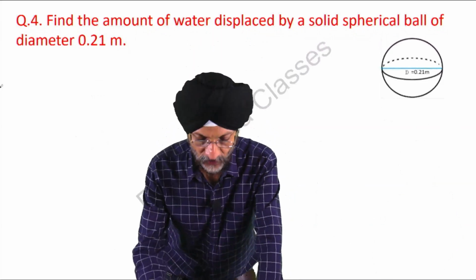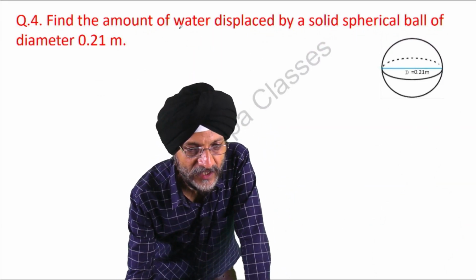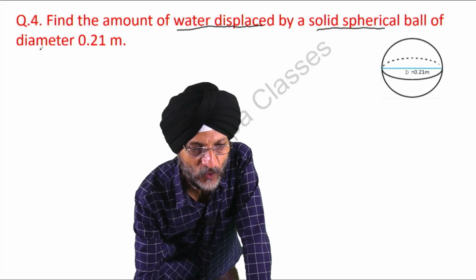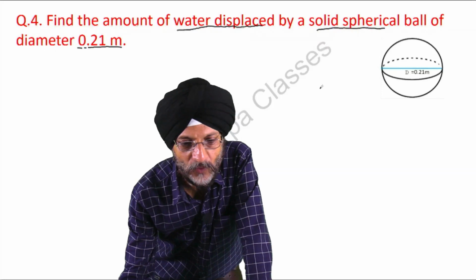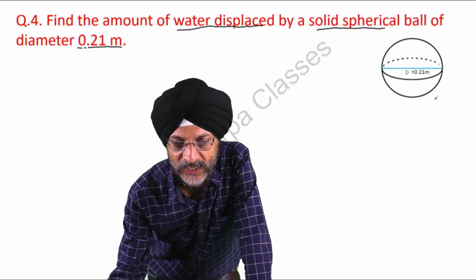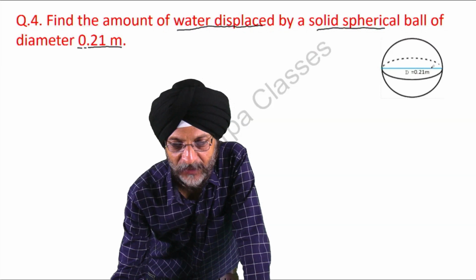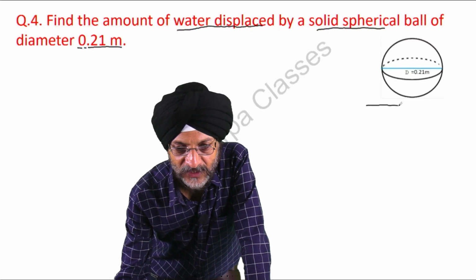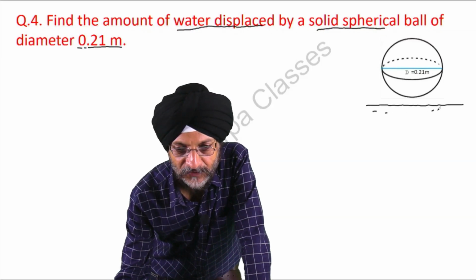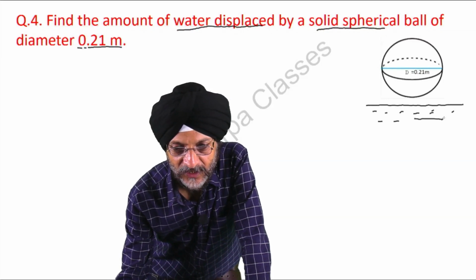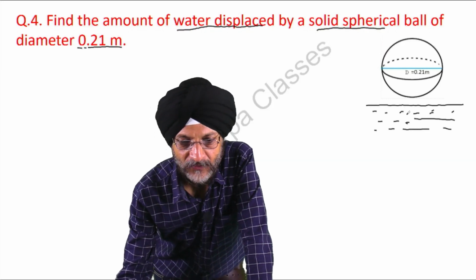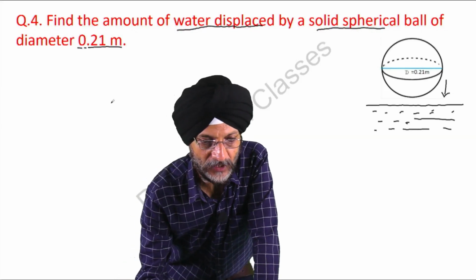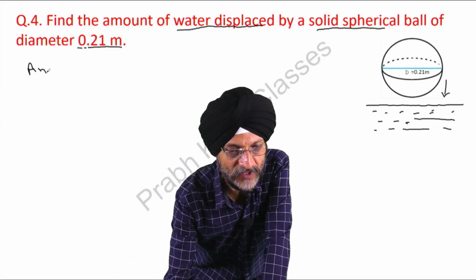Now the question before us is, find the amount of water displaced by a solid spherical ball of diameter 0.21 meter. Here you can see that this is a spherical ball and its diameter is 0.21 meter. Now the question is that if this is the water and the spherical ball has been put into it, how much water will be displaced by this spherical ball? So we will solve this question.